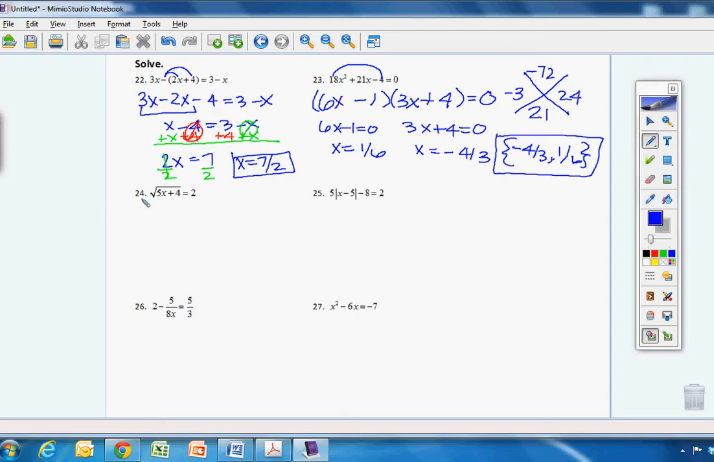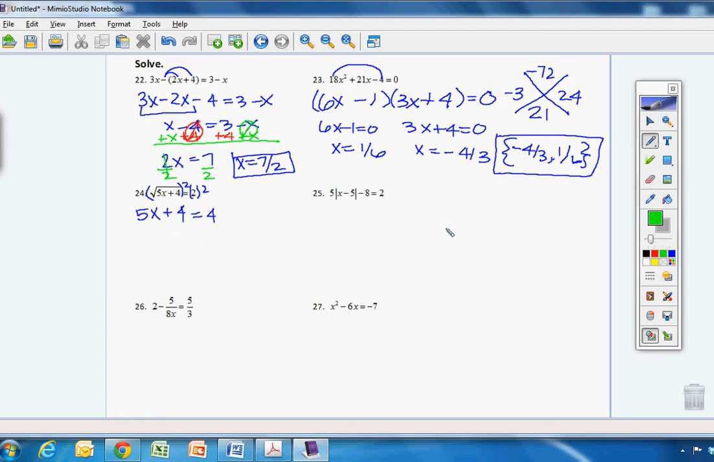Okay, 24, our lovely radical. So I want to get rid of this square root. And one of the first things I want to check for is this radical isolated, which I'm very lucky it is. Okay, so I can then start my next step of squaring both sides. Okay, so now when you square a square root, it goes away. So I have 5x plus 4 equals 2 squared is 4.